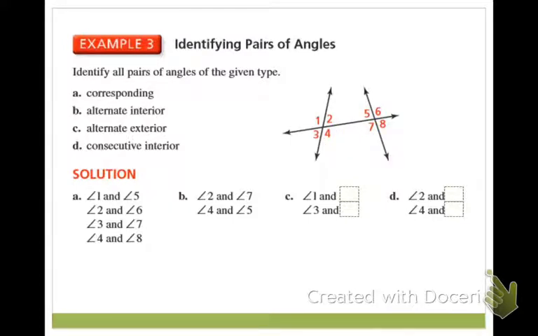Next one's alternate exterior. So they need to be on the outside of the box and then alternating across the transversal. So 1 and 8. So 1 and 8. And then 3 and 6.